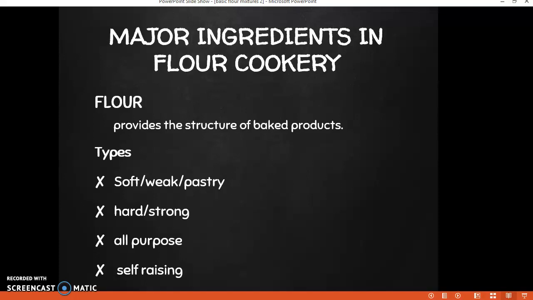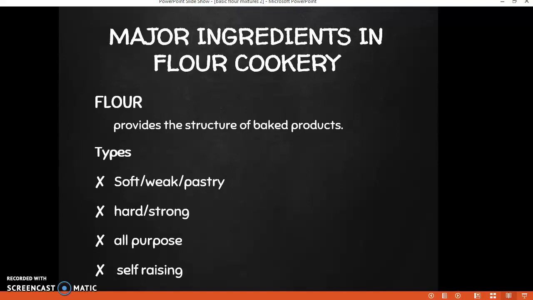We have different types of wheat flour. We have the soft flour, which is also known as weak flour. This type is used for making pastries. Then we have hard flour, which is called strong flour. This one is used in making pizza and bread. Then we have all-purpose flour. All-purpose flour has equal amounts of soft flour and hard flour. Therefore, it can be used for making cakes, bread, and many more.